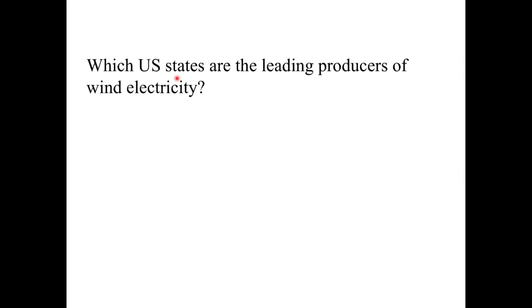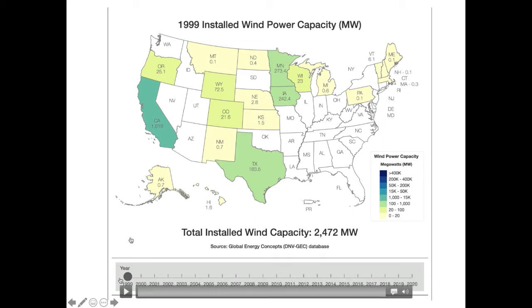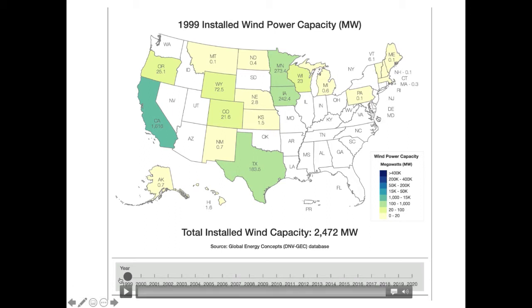So which states are the leading producers of wind electricity? This is something that may surprise you, and I'm going to play a map here, and before I hit the play button, I want you to think about election results. So I know I have people who are listening to the lecture who are not U.S. citizens and did not vote in the last election. But as I play through the maps, what you're going to see is at the top will be the year, and this is the installed wind power capacity in megawatts. It's giving us a sense of how many wind turbines are installed on the ground and how much total wind electricity is being produced across the United States.